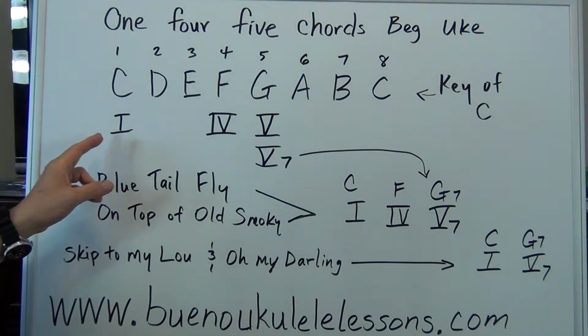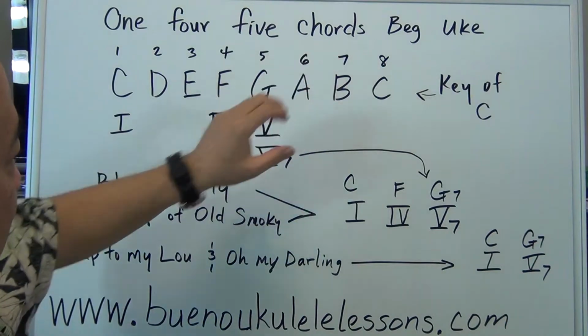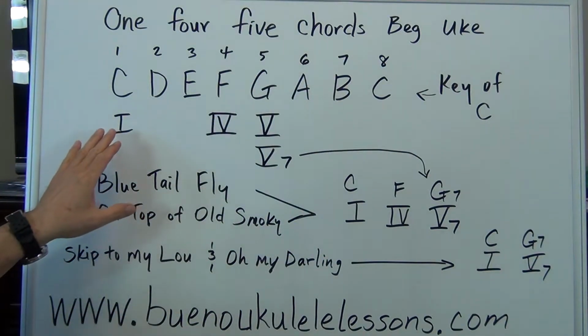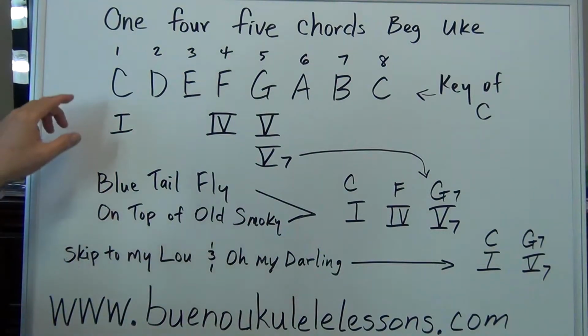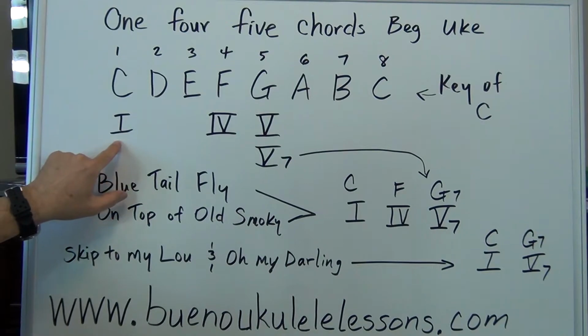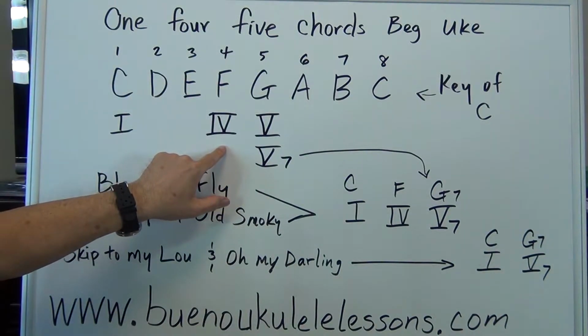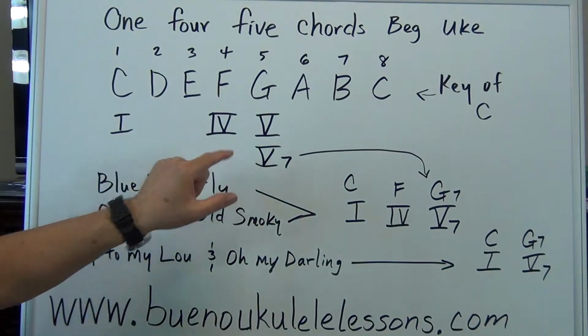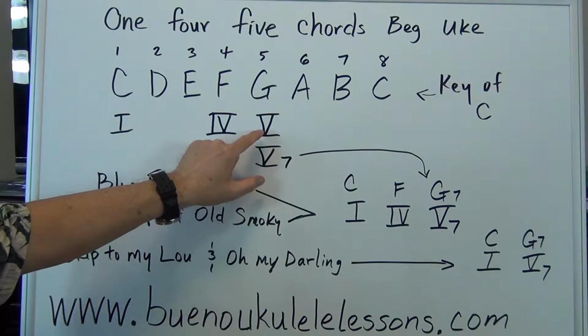So we're going to use Roman numerals when we're talking about the 1-4-5 chords. And the Roman numerals we're using are 1, 4, and 5, or 5-7. I'll talk about that in a second. Now you can see the C is in the 1 position, and that's why we're calling it the 1 chord. The F is in the 4 position, that's why we're calling it the 4 chord. These are all Roman numerals. And the G is in the 5 position, that's why it's 5.